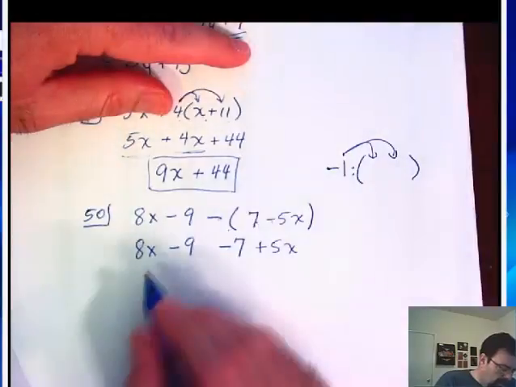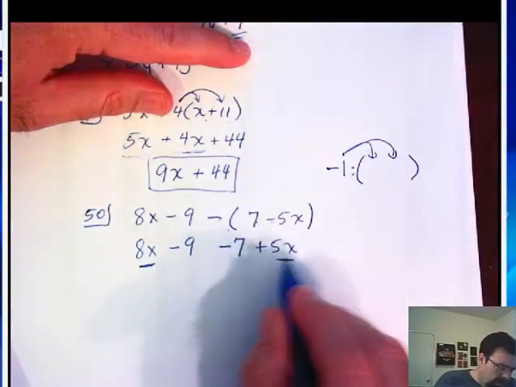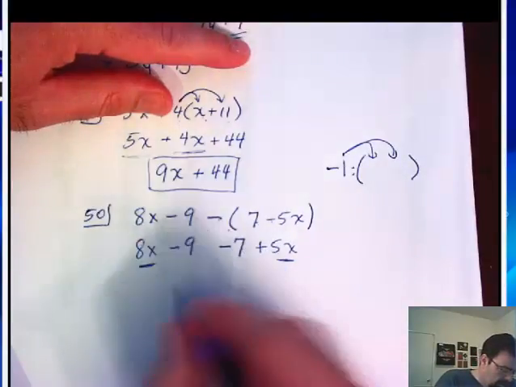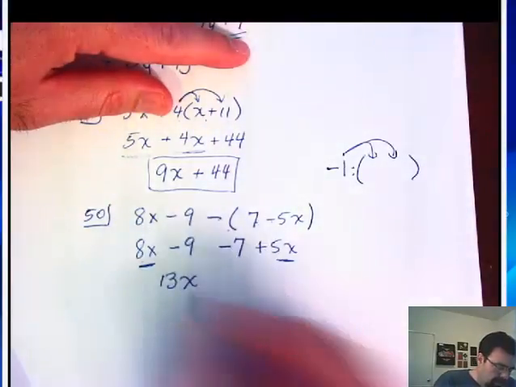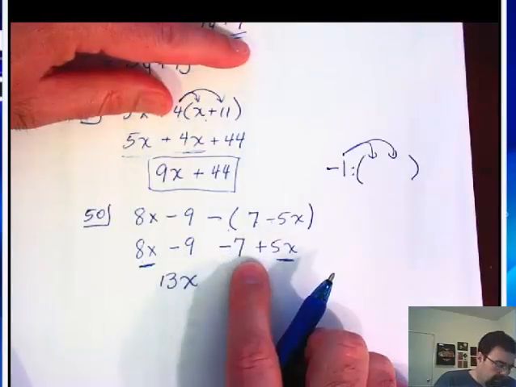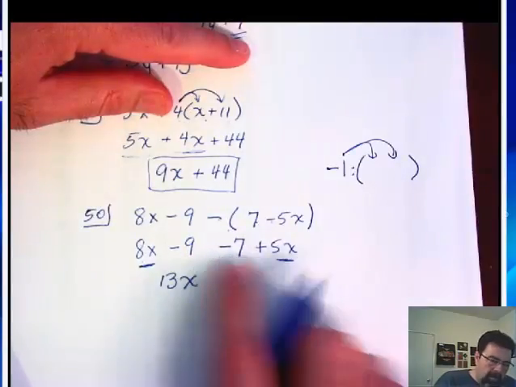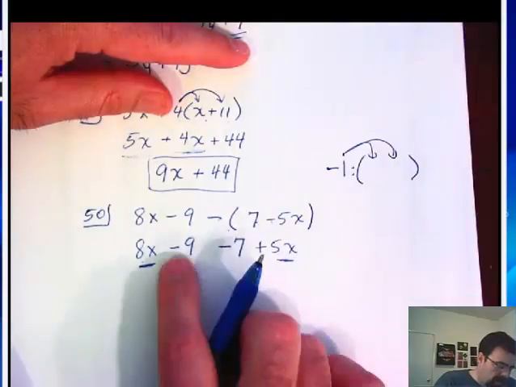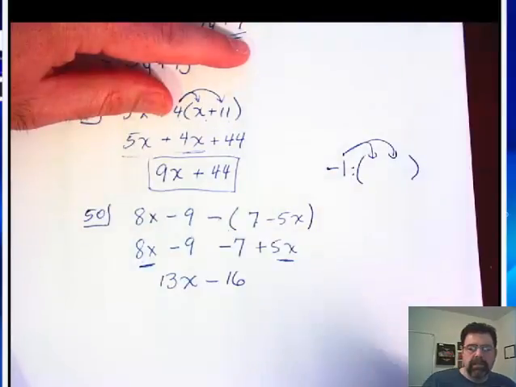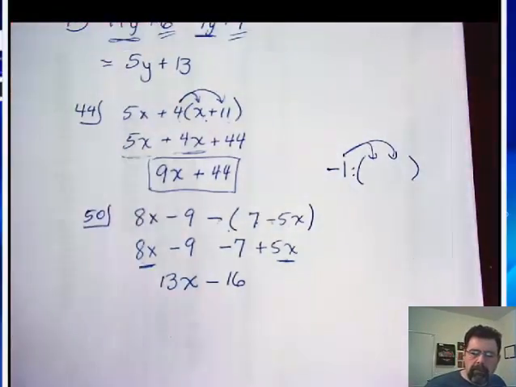Okay, now we're going to combine like terms. So x, I got positive 8 plus positive 5. That gives me 13 x's. And then combine the numbers, negative 9 plus negative 7. See how I'm thinking of that? Negative 7. So negative 9 plus negative 7 is negative 16. And then I write minus 16. Okay.